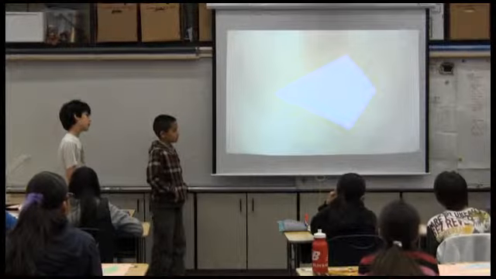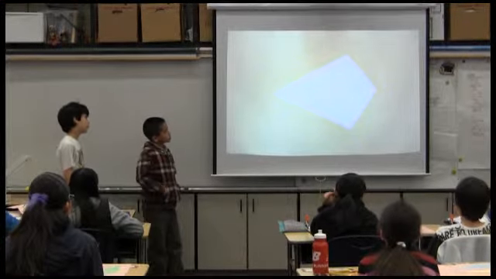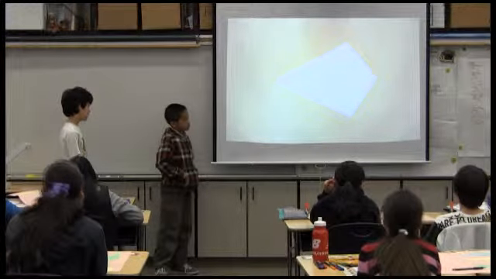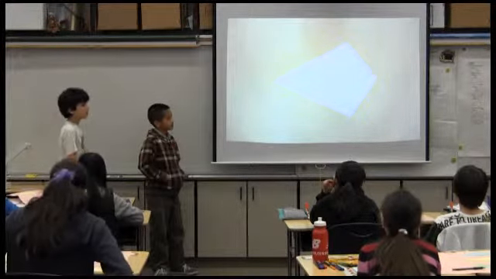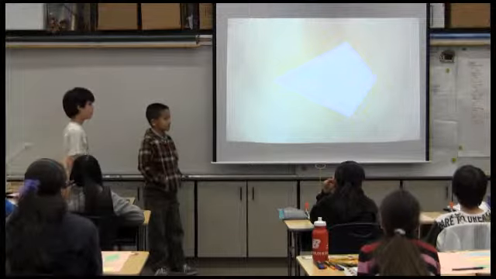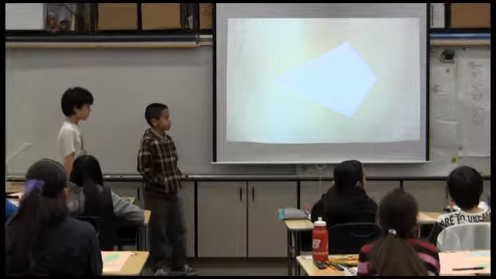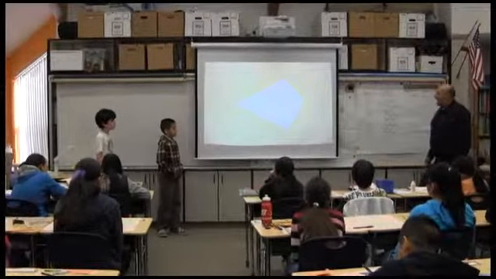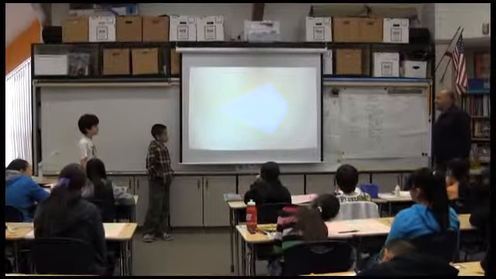Why is it a quadrilateral again? Because it has 4 sides and it equals 360. The sum of the angles equals 360. Good job. What else can you tell me? And it's a kite. So it's a special quadrilateral called a kite.